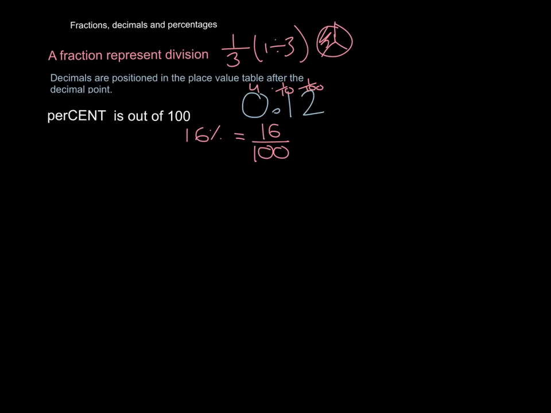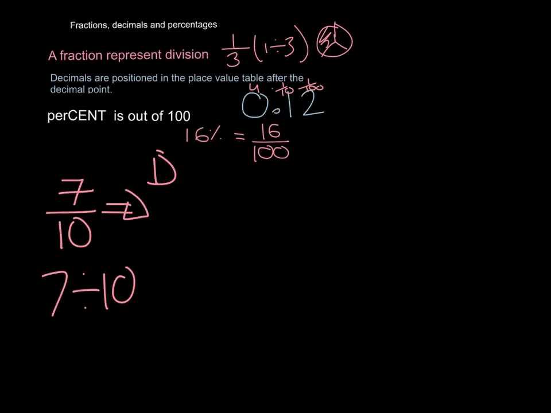For example, if you had to change 7 out of 10 into a decimal. So if I think about 7 out of 10 being a division sum, 7 divided by 10, that is purely place value, 7 divided by 10. So if I imagine it's in a place value table, 7 moves one place to the right, getting smaller, 0.7. So as a decimal, 7/10 is 0.7.